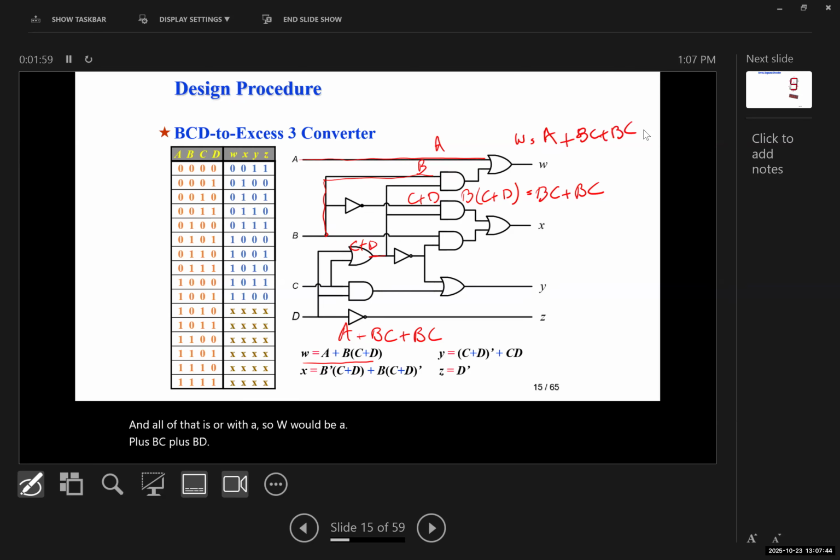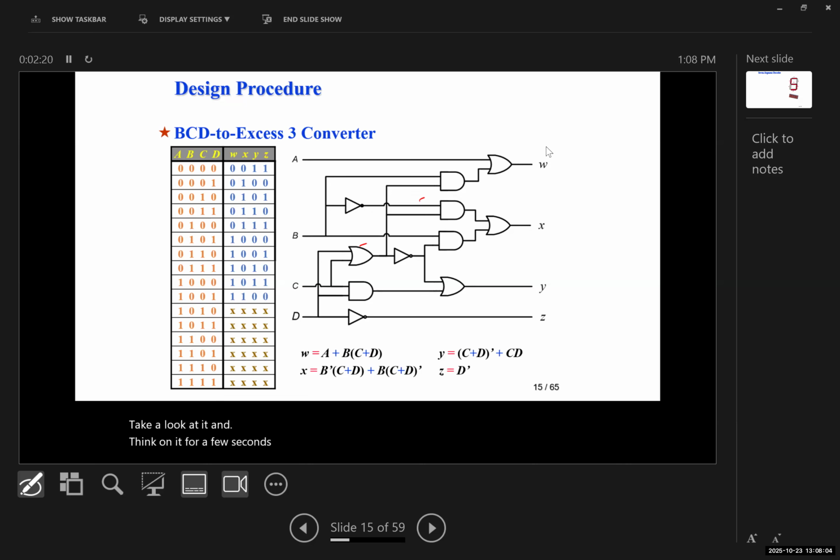And we could do the same thing for X, Y, and Z. The easiest one was obviously Z. It's D prime, so we would connect D with a NOT gate to the output. I'm just going to erase it so you can take a look at it and think on it for a few seconds.